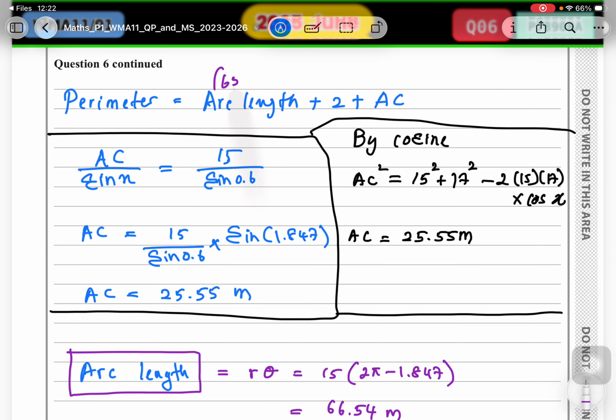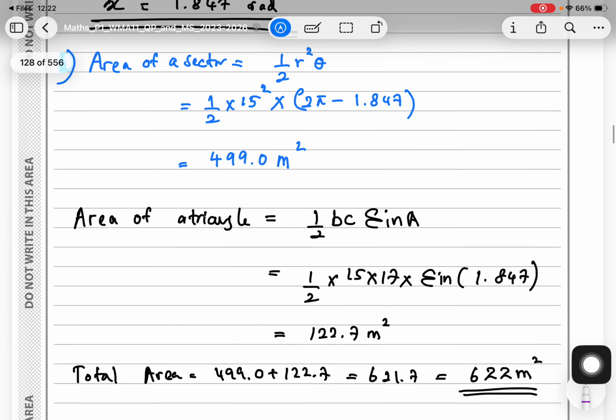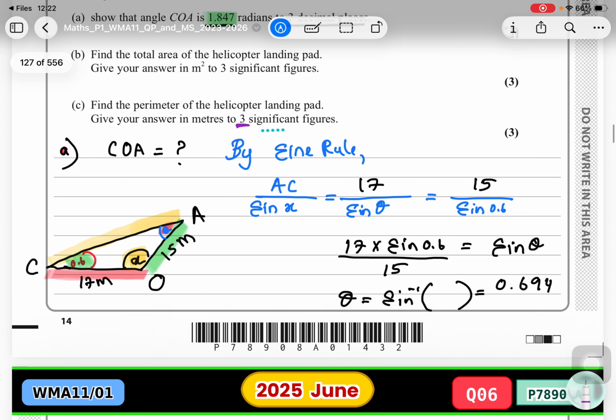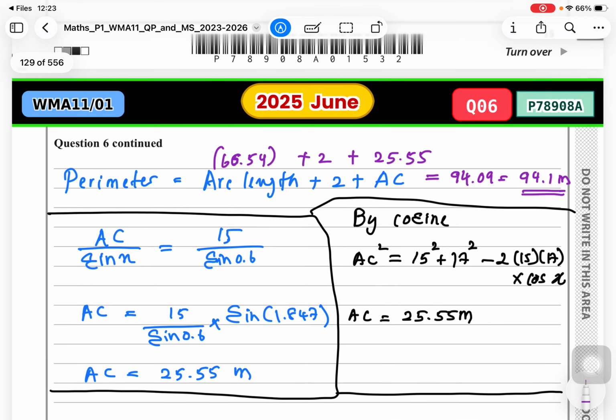Okay, so let's put our numbers here. Arc length is 66.54 plus 2 plus 25.55. So that's how we usually do. They're asking for three significant figures. Okay, so the answer is coming like 94.09. But we know for three significant figures, it will be 94.1 meters. Yeah, this is how we get that.